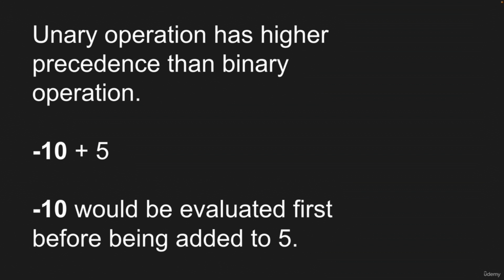Unary operation generally has higher precedence than binary operation. You can literally customize your programming language so that unary operation doesn't have higher precedence, but just remember that, generally, like in math, it usually has higher precedence. So negative 10 would be evaluated first before adding 5. That's why negative 10 plus 5 is equal to negative 5. Because the negative sign has priority, it makes it negative 10, plus 5, and then negative 5.